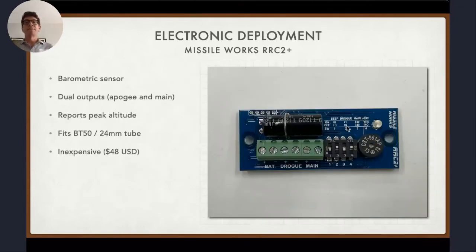So here's a nice simple unit that's a good one to start with. It has a barometric sensor only. It supports apogee and main, so it supports dual deployment. It reports the peak altitude. It doesn't have any other data functions, but it gives you the most important single piece of information. It fits in relatively small tubes, so it'll fit in a model rocket tube, and it's relatively inexpensive.